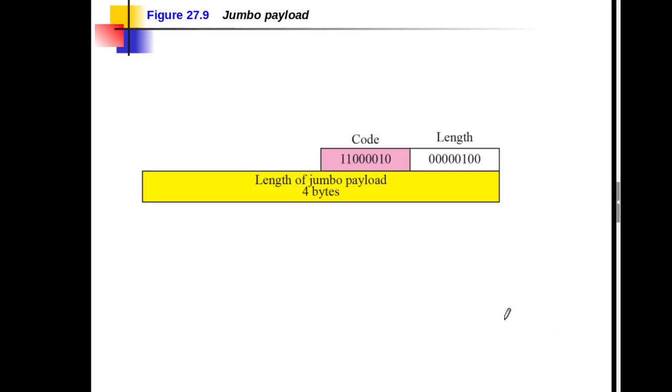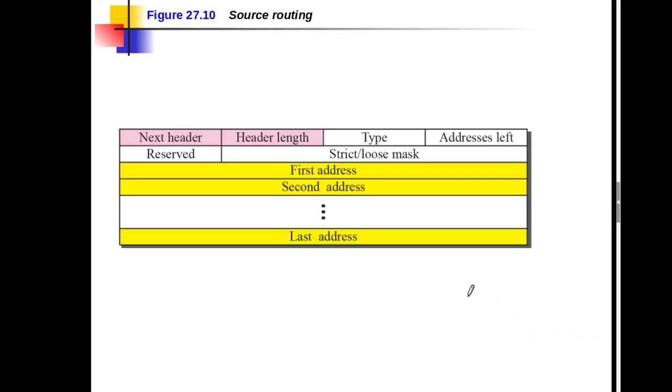Then we are going towards another option, source routing. Here you can understand that this source routing extension header combines the concept of the strict source route and the loose source route options of IP version 4, where we were specifying the particular route that you have to pass through. These are the addresses of the routers through which you have to pass.